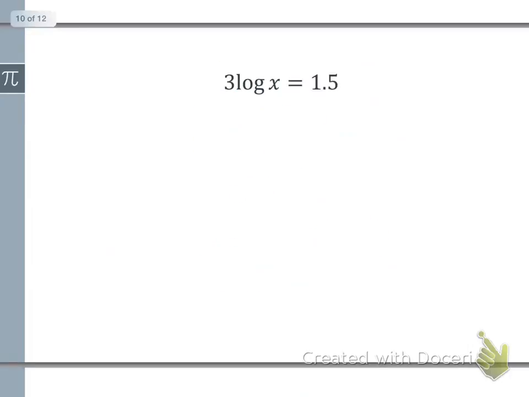Okay, it looks like it's already condensed. Let's go ahead and get rid of this 3. So I have log of x is equal to 1.5 divided by 3 gets me 0.5. Okay, it has a base of 10, so here's my base, here's my power, here's what it's equal to. My base, my power, what it's equal to. 10 to the 5th is, x equals 100,000.